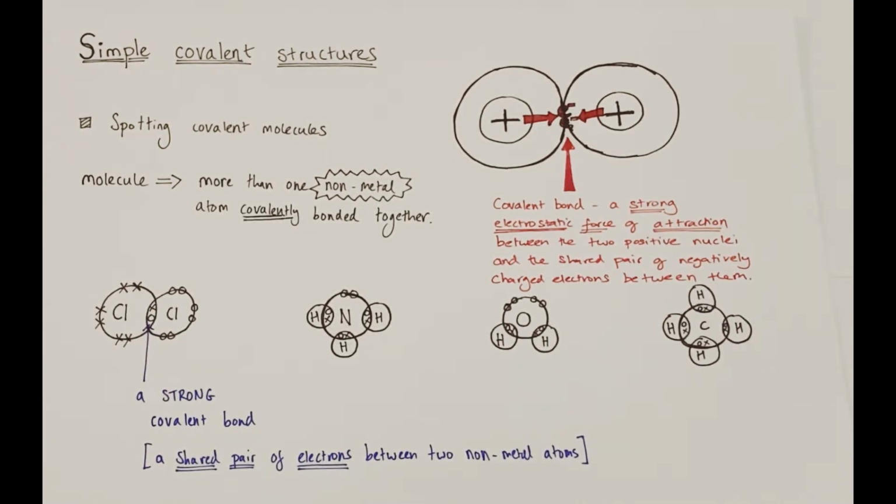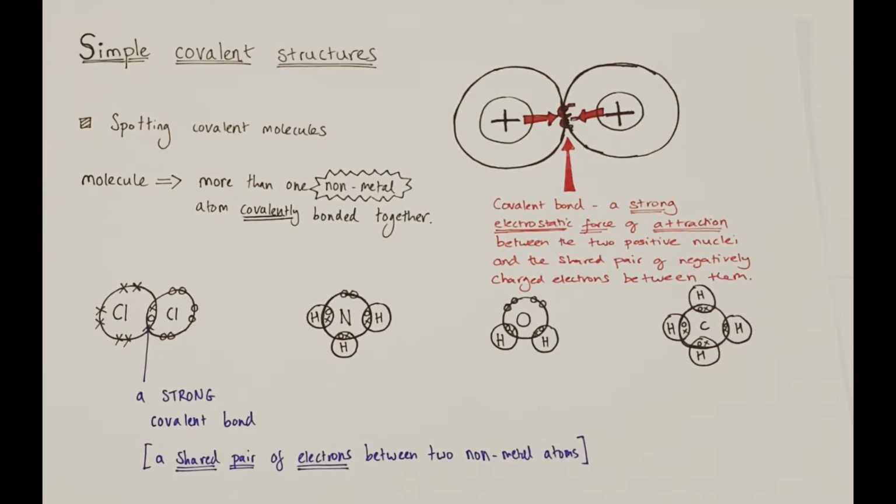And we're not talking about giant structures here. We're talking about small, discrete molecules with only a small number of atoms involved. So I've got some examples here. We've got chlorine, we've got ammonia, which is NH3, we've got water, H2O, we've got methane, CH4. These are all examples of covalent molecules.